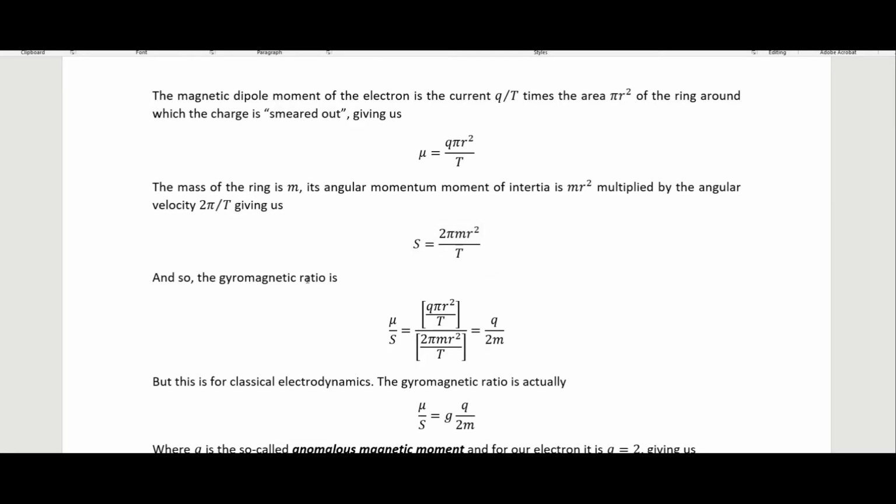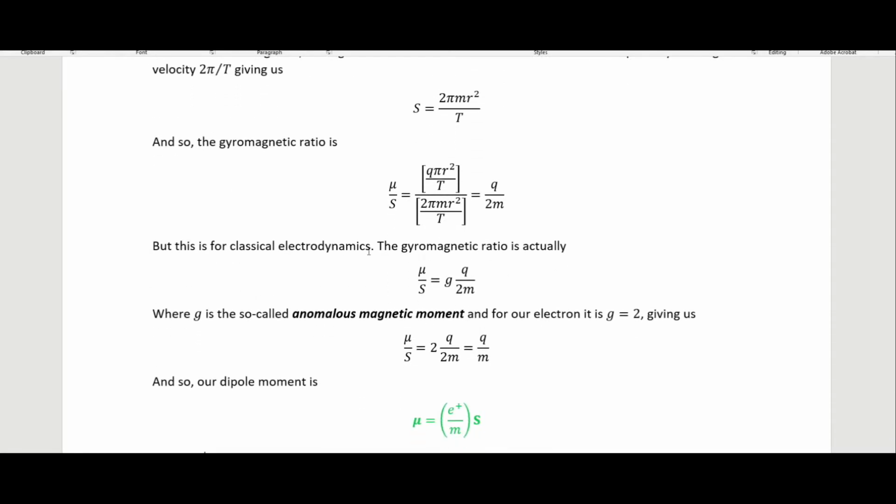The gyromagnetic ratio is what we get if we divide each of these by each other: q over 2m. So our mu over S, the magnetic dipole over the angular momentum. But this is for classical electrodynamics. The gyromagnetic ratio is actually mu over S equals g q over 2m, where g is the so-called anomalous magnetic moment, and that's g equals 2.